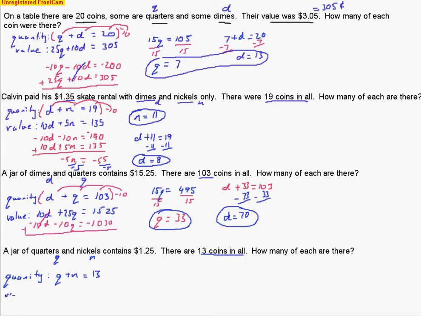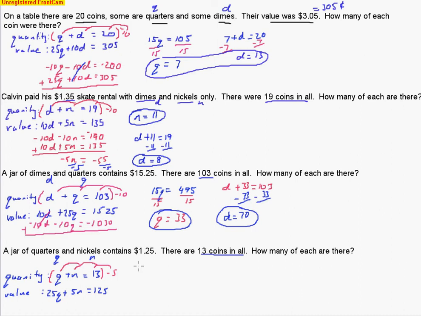And we set up our value equation. Our value equation starts with the value of the quarters, 25Q. The value of the nickels, 5N, equals the total value. $1.25 is 125 pennies. So we go ahead and multiply by some number. I think it's going to be easier to cancel out the n's because 25 is tougher to multiply by than 5, so 5 is easier. So I'm multiplying every number there by negative 5, and here's what I get.